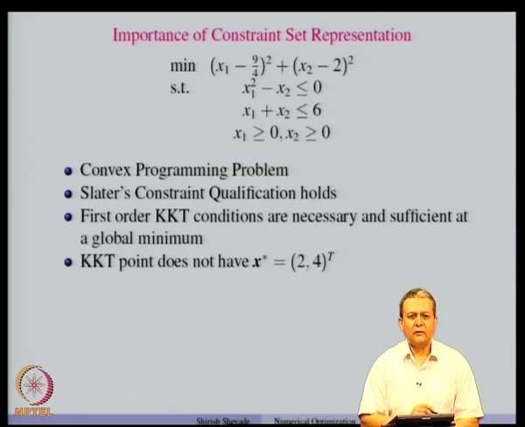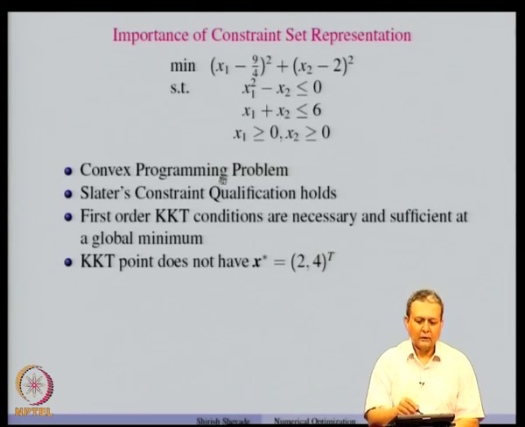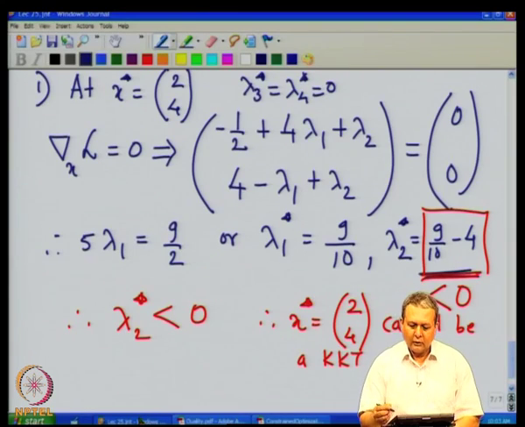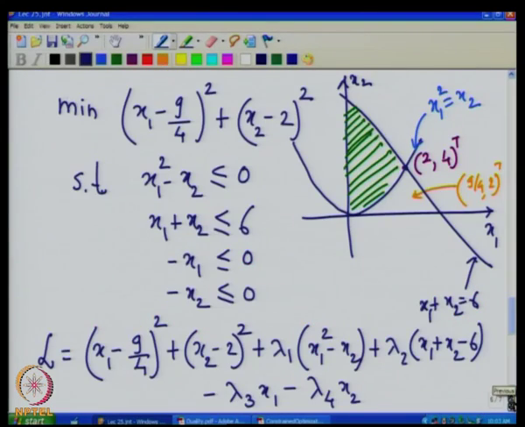And we saw that the constraint set is a convex set, the objective function is a convex function. So, this is a convex programming problem. Further, there exists at least one point in the interior. So, the Slater's constraint qualification holds, and it is enough for us to find out a KKT point which satisfies first order conditions, because under the convexity these first order KKT conditions are necessary and sufficient. So, the constraint set is shown here by the shaded region, and this was the problem that we want to solve.